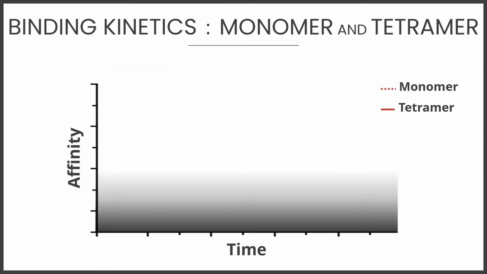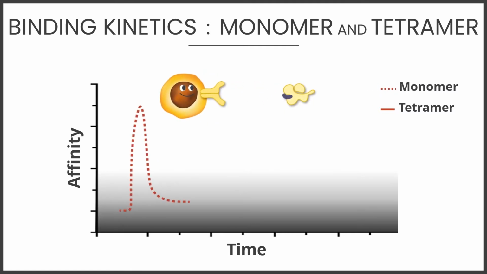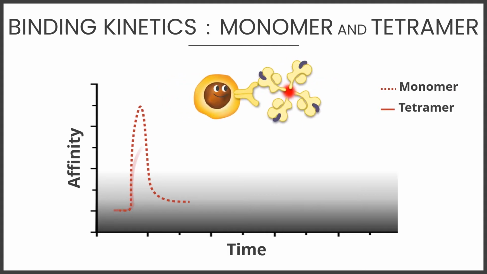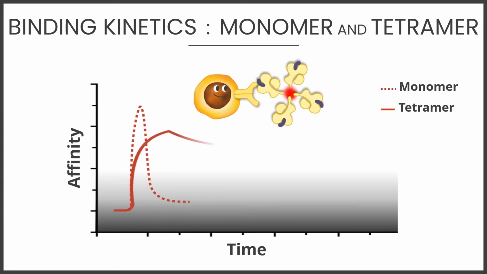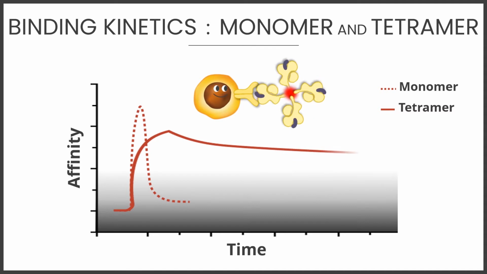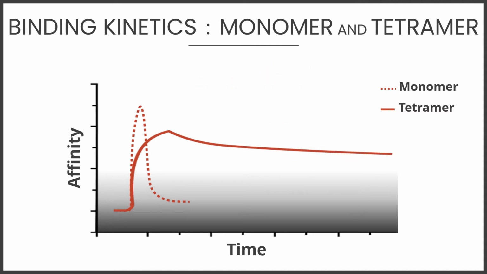Here, we show the binding kinetics between TCR and the peptide MHC complex. The monomer of the peptide MHC complex sharply binds to the TCR but immediately detaches, while the tetramer binds to TCR very tightly and rigidly. Therefore, tetramerization is a valuable tool for detecting the peptide MHC complex, making it useful in T cell monitoring.